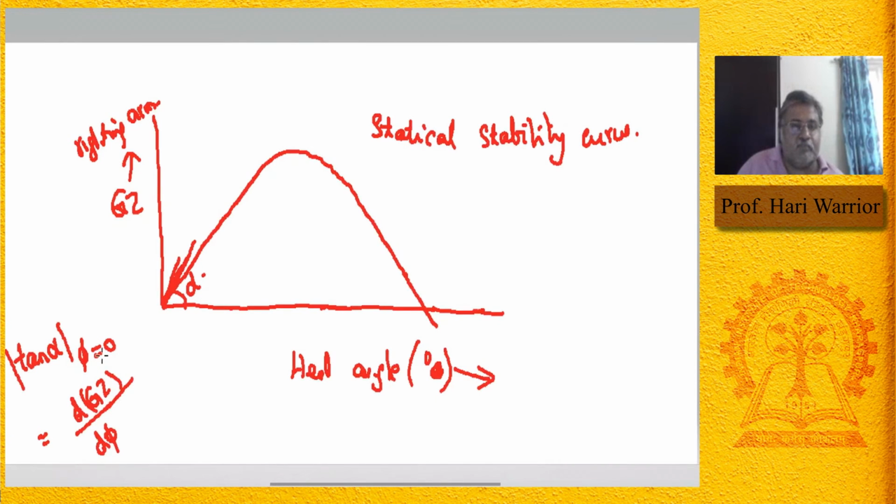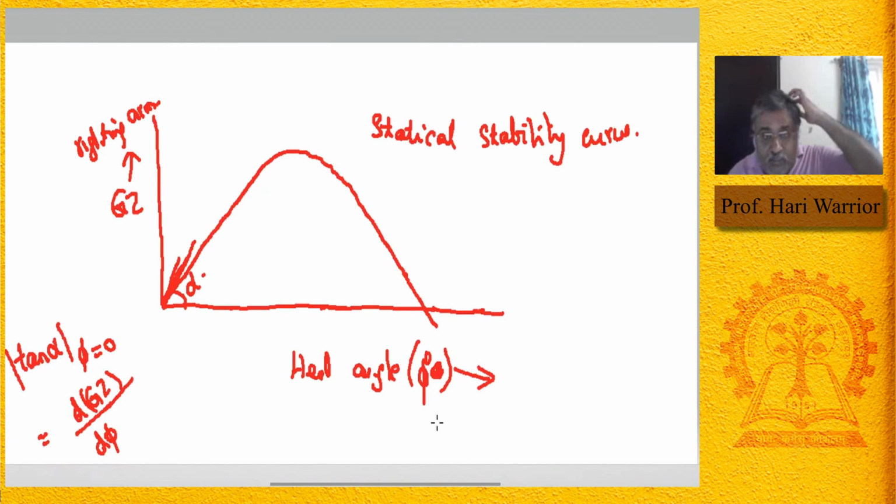dGZ by d phi. Basically the same thing as dy by dx. The slope of any curve is equal to tan theta at that point, and it is also equal to dy by dx. Here y is GZ and x is phi, in degrees, not radians, 5 degrees. So dGZ by d phi.